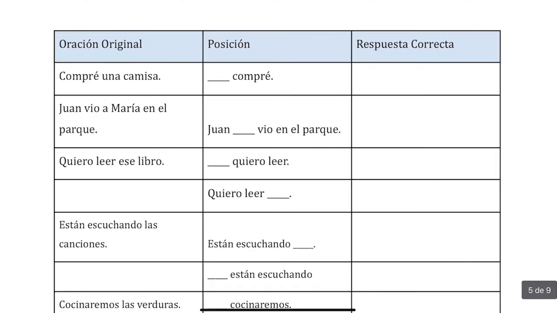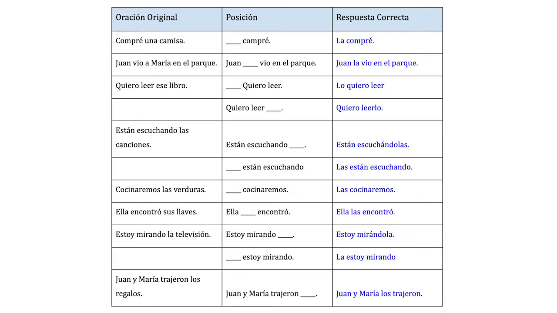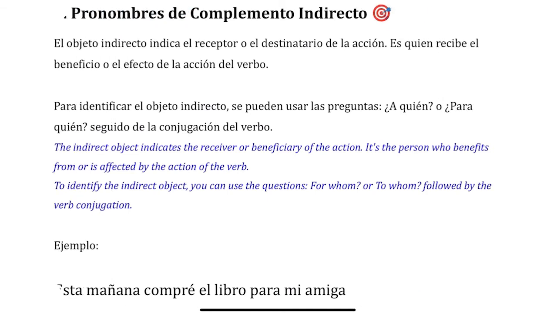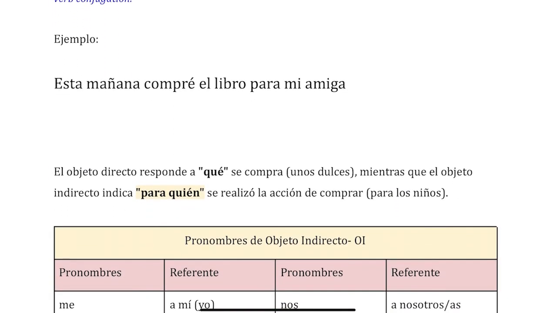I have here for you some exercises to practice, so stop the video if you want to do them, and then check the answers. The indirect object indicates the receiver or beneficiary of the action. It's the person who benefits from or is affected by the action of the verb. To identify the indirect object, you can use the question for whom or to whom.